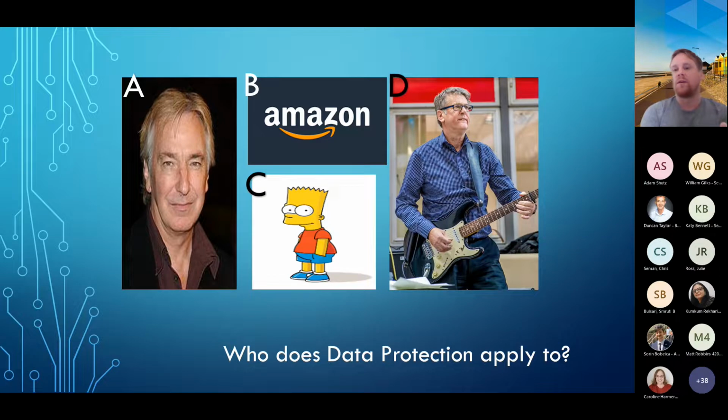So then moving on, who does data protection apply to? So who would have rights under data protection? So again, using the meeting chat coming off mute, we've got 4 options there. And as a hint, there's only one correct answer. So A is Alan Rickman, B is Amazon, C is Bart Simpson, and D is our chief exec at Essex County Council, Gavin Jones. So data protection only applies to one of these, or only one of these people has rights under data protection. Which one do we think it is?